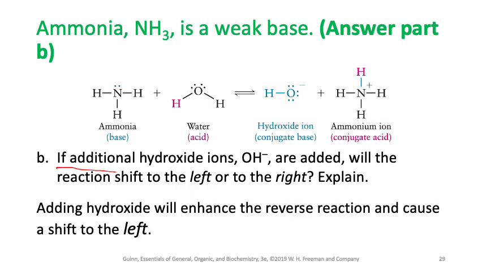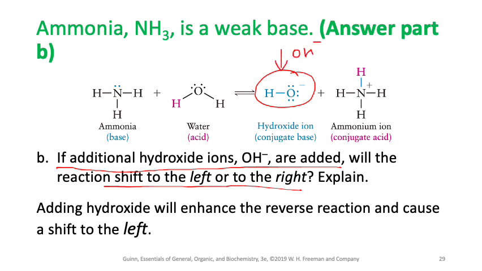So part B says, if additional hydroxide ions are added, will the reaction shift to the left or right? Hydroxide ion is present on the product side, so if I put more hydroxide ion in there, that means the concentration of the hydroxide is increased on the product side. So to counterbalance this increase of hydroxide on the product side, the reaction will turn around and go back to the reactant side. So that's why it goes to the left-hand side, right, according to the Le Chatelier principle, to counterbalance this increase in concentration of the hydroxide ion.